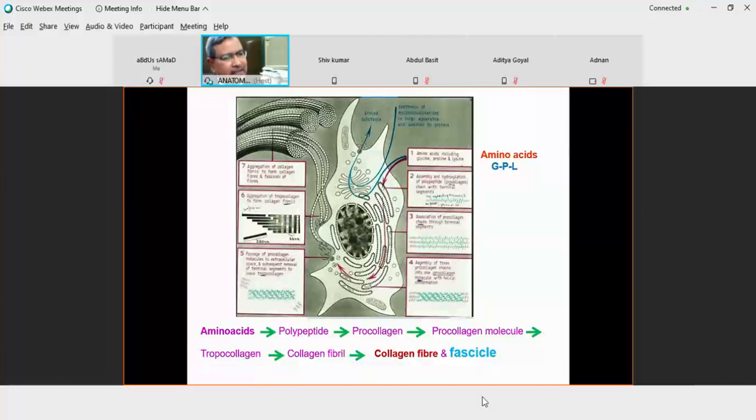So the amino acid is taken up, it forms the polypeptide, then the procollagen molecules. Means there is one polypeptide, then there are three in a chain, then they are twisted together, and then it comes out, and the terminals are removed. So part of it is inside the cell, intracellular, and partly extracellular. It is taken out, and then it is called tropocollagen. Tropocollagen is actually the collagen molecule, and it is a kind of right-handed triple helix.